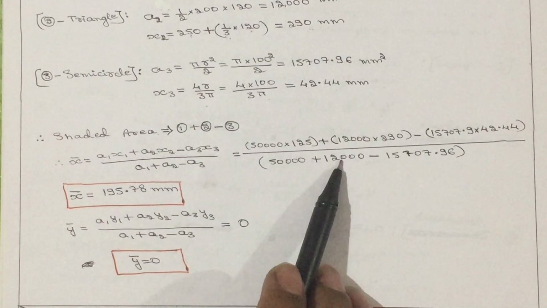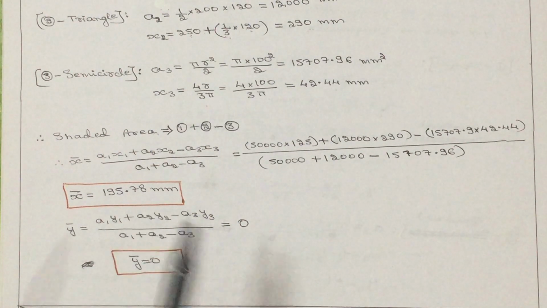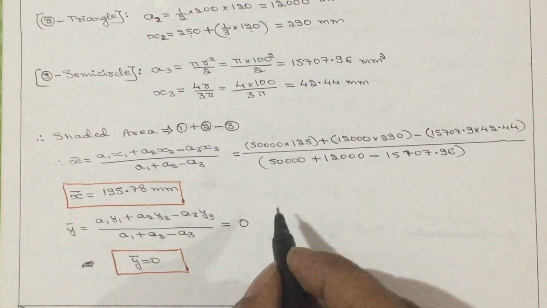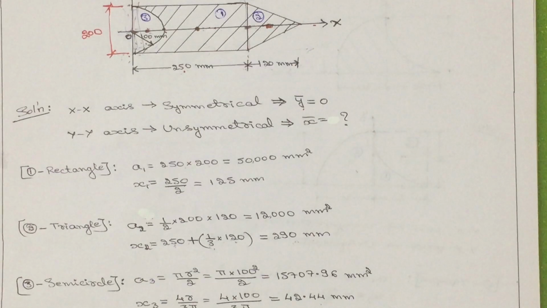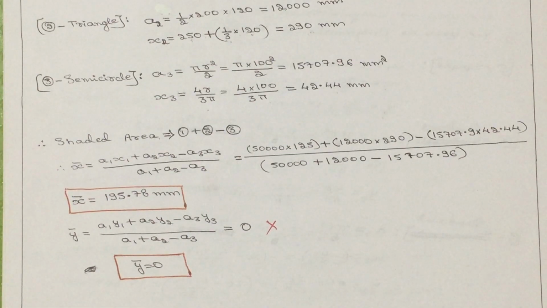Substitute the calculated values, and you are going to get x bar as 195.78 mm. Then y bar is not needed, because we already calculated it using symmetry in the similar step here. Y bar we already got, so directly write y bar is equal to 0. That's all for this problem. In this way we can solve all the problems. So, thank you.